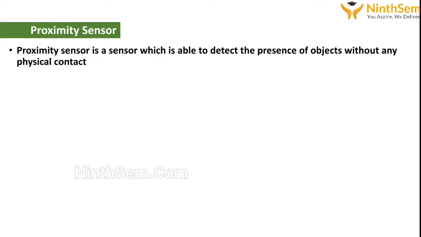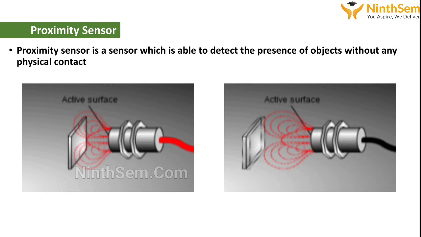First, proximity sensor. What is a proximity sensor? A proximity sensor is a sensor which is able to detect the presence of objects without any physical contact. As you can see in the figure on the right side, the object is far away from the active surface of the proximity sensor. The wire is colored black, which means the proximity sensor is in the off condition and is not sensing the metallic object. In the left side of the figure, the object moves nearby the active surface of the proximity sensor, and you can see the color of the wire changes. That means the proximity sensor senses the object, that is, the proximity sensor is on.